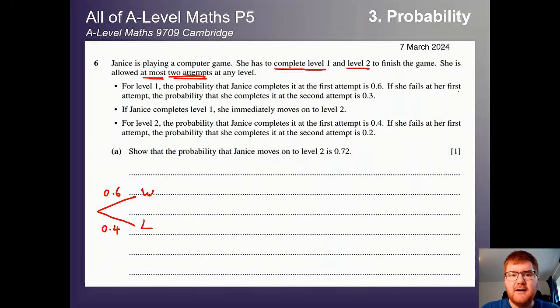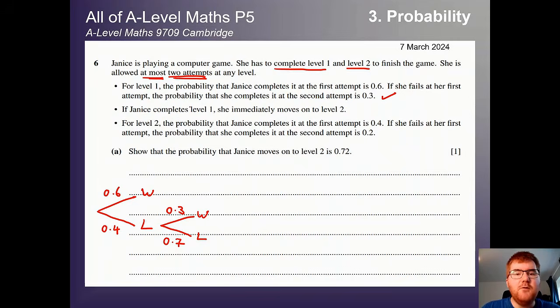If she fails at her first attempt, the probability she completes it at the second attempt is 0.3. So if we take the loss and then do our next branch here, we can again either win or lose. And completing at the second attempt is 0.3, so losing is 0.7. So we've done this part of it.